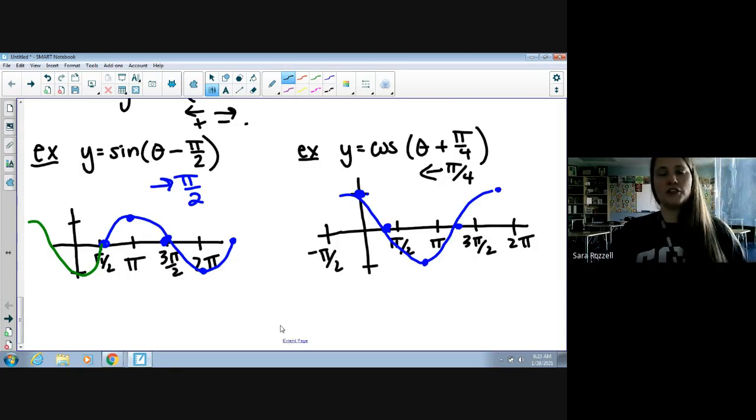So those are phase shifts. They either go left or right. You just have to identify where it is in the picture.